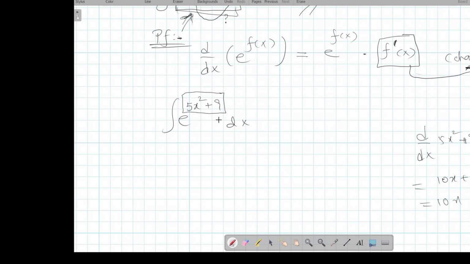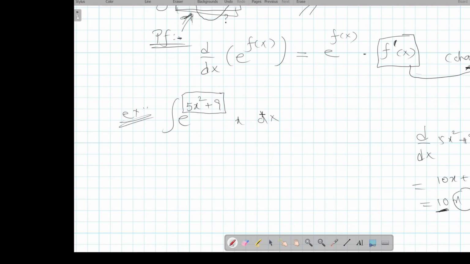So we are unable to integrate this because the derivative is not available here. How can I make it available? I can make 10 available, but I cannot make x available, right? So we are unable to integrate this unless we have x here. Now we can integrate this. What is missing?